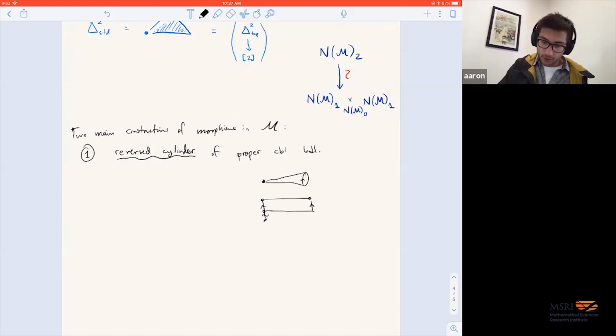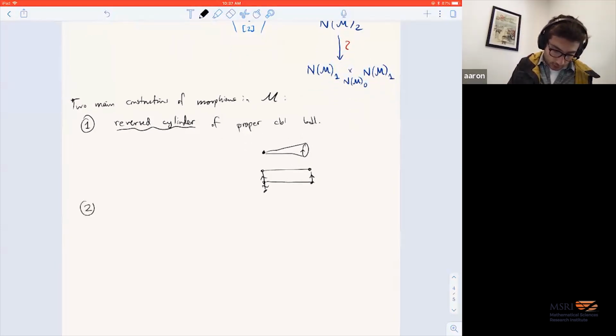So here you can see, you can imagine that this came from some proper constructible bundle among stratified spaces. Here's the source of it, and here's the target of it. So you see the circle projecting onto a point, and this edge projecting onto that piece right here. So that's one construction.